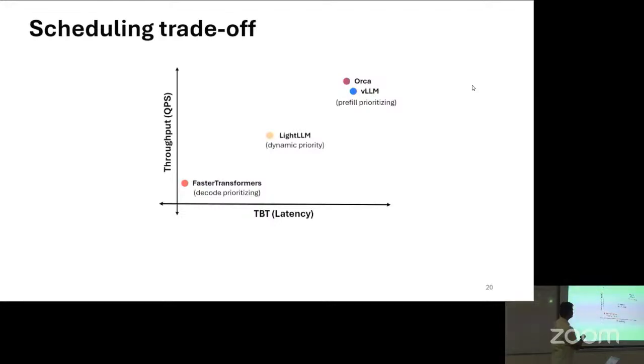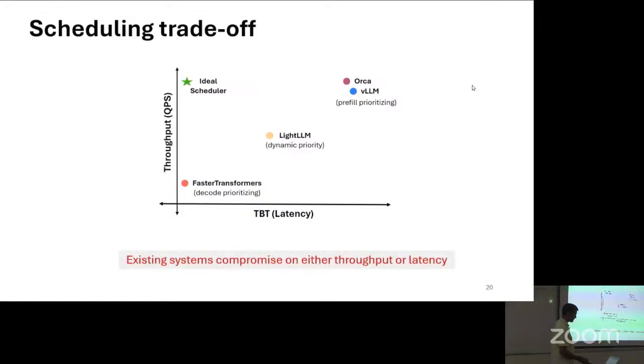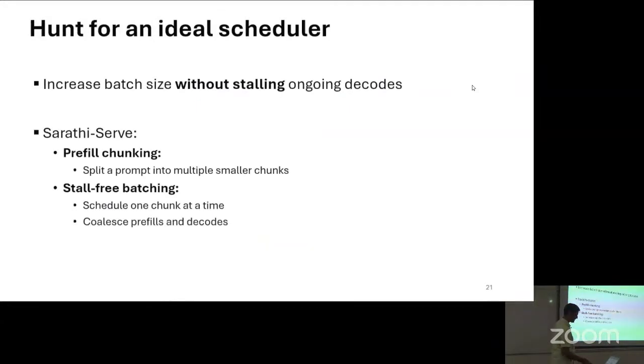And there are some other systems that decide dynamically, based on the state of the system and some heuristics, which one to prioritize. They are somewhere in between, but none of these is ideal. An ideal scheduler should be somewhere here: very high on throughput, but very low on latency. That's what we should strive to do, and we will see how we can build this ideal scheduler. Basically this was our search, and to do this we proposed Sarathi-Serve.